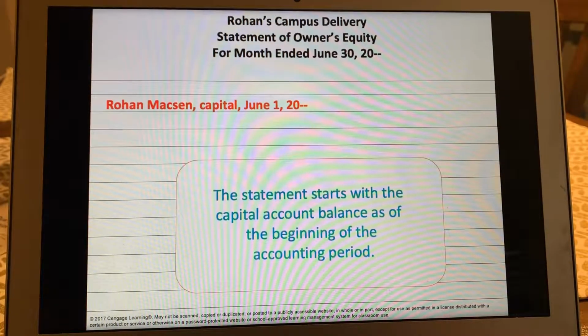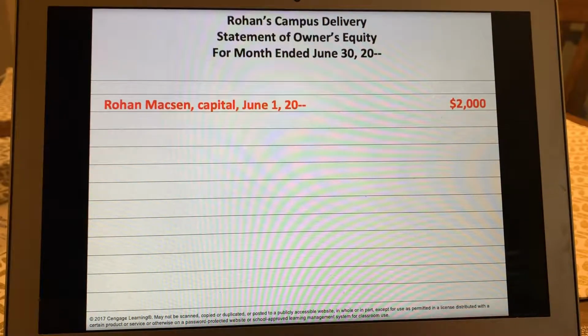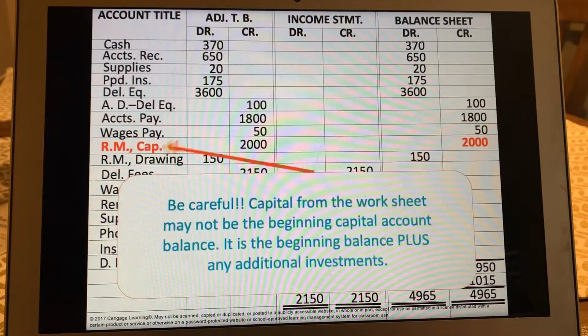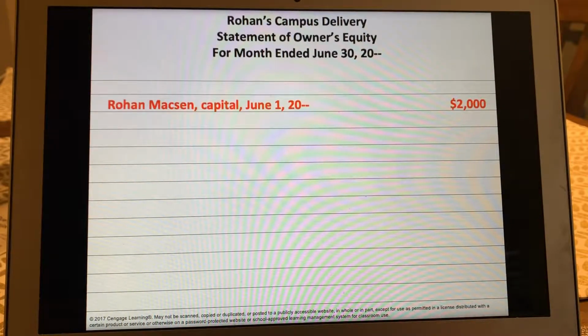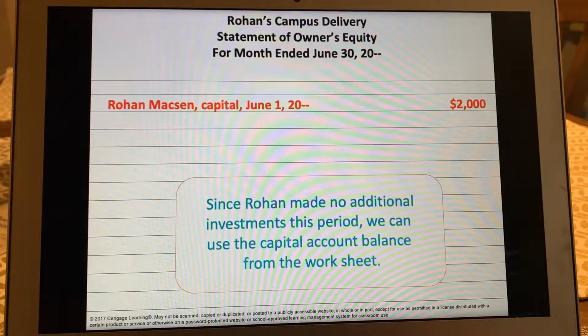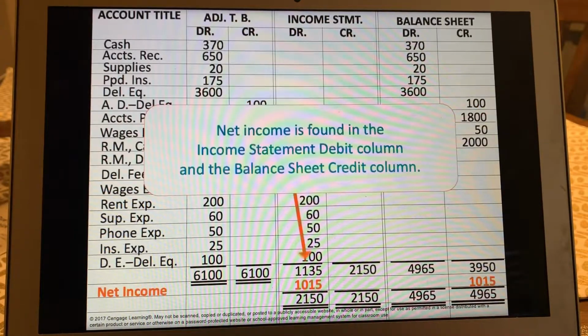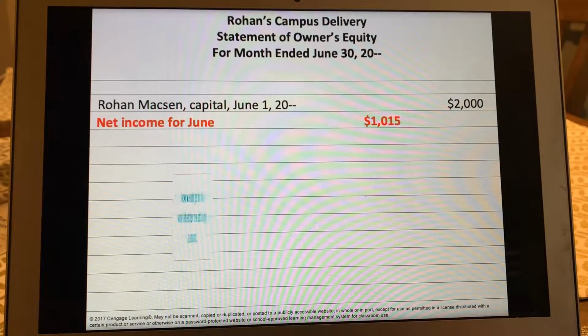It starts with the capital balance at the beginning of the period. When Rohan first opened this company, he put in $20,000 as equity, and that goes into cash. Then the capital account from our worksheet goes onto the statement of owner's equity. No other investments were made, so we don't list any. Next we add the net income or loss, so our 1015 goes on as net income for June.